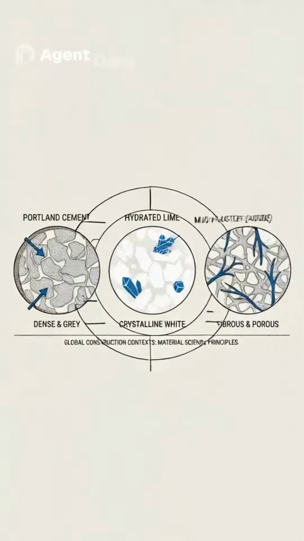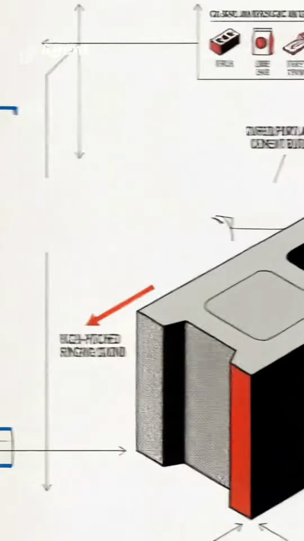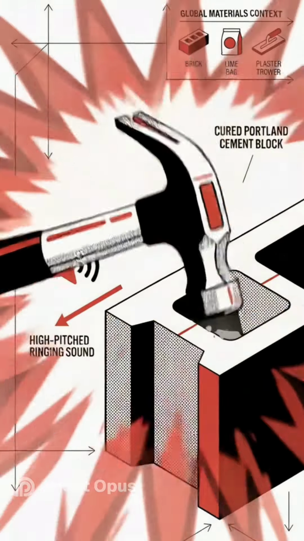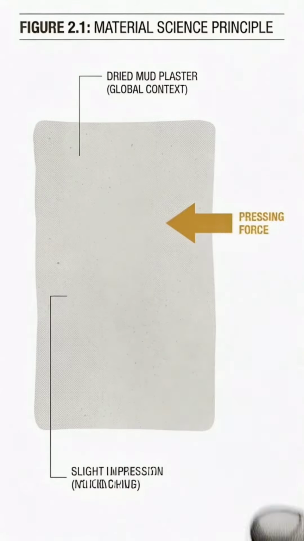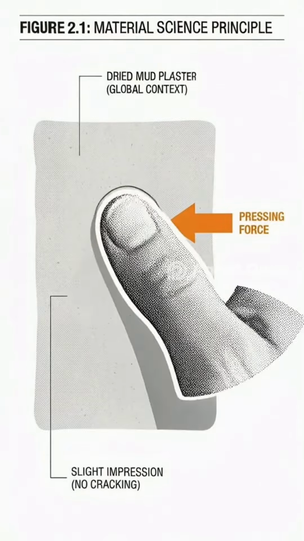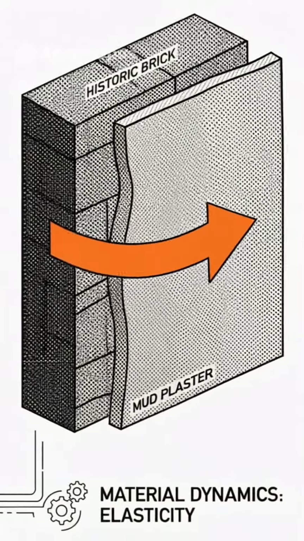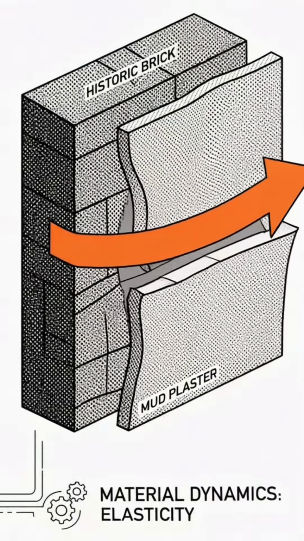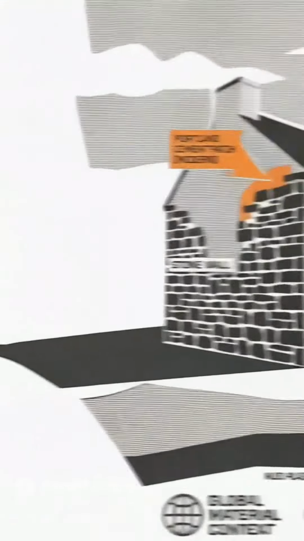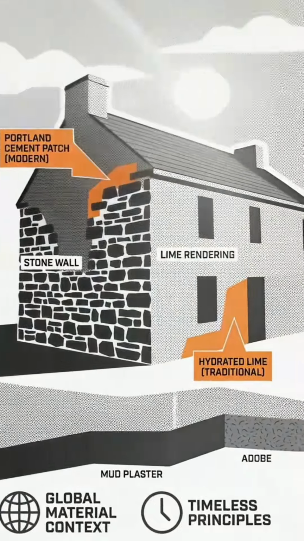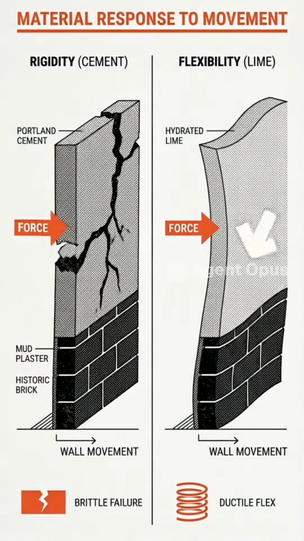These ingredients define performance. Cement plaster forms a dense, rigid, high compressive strength surface. Lime and mud plasters are softer and more flexible. That flexibility allows them to accommodate minor structural movement, settlement, thermal expansion, or vibration, especially in masonry and earthen walls. Plaster should move with the wall, not resist it.